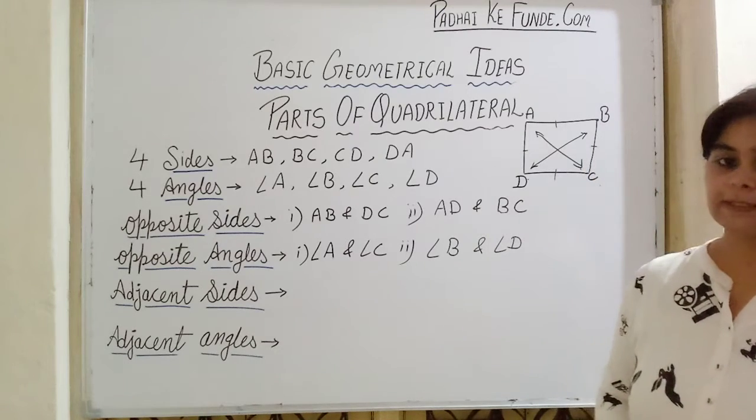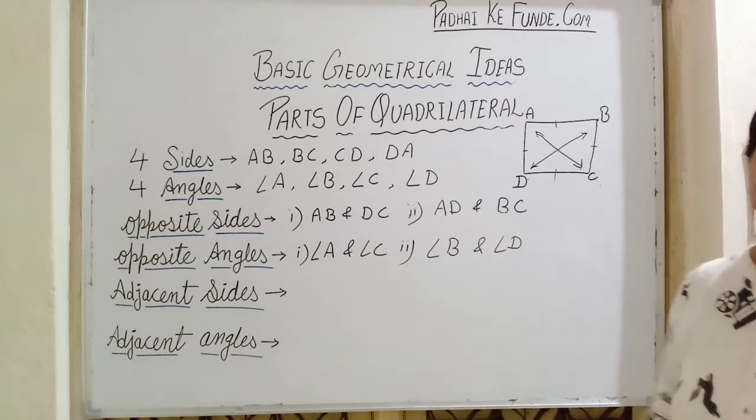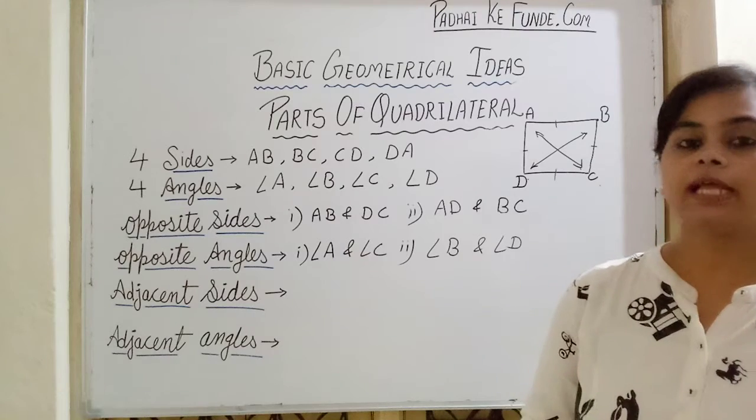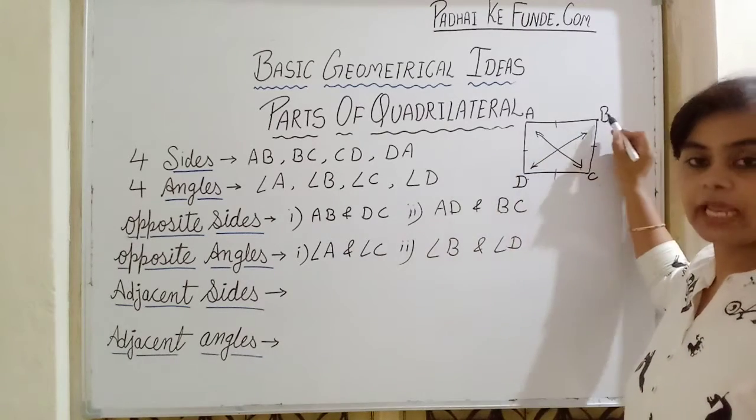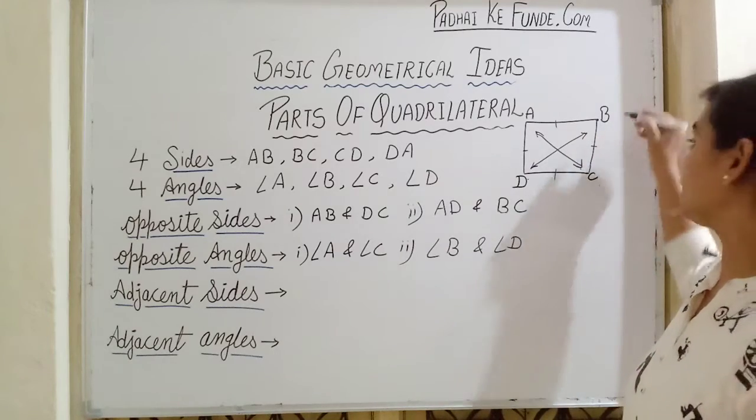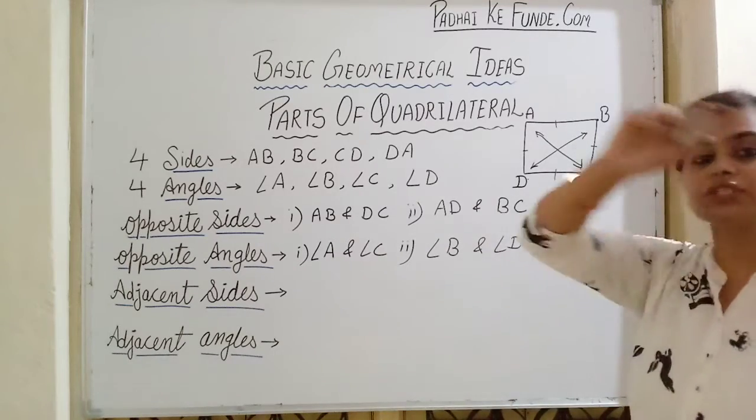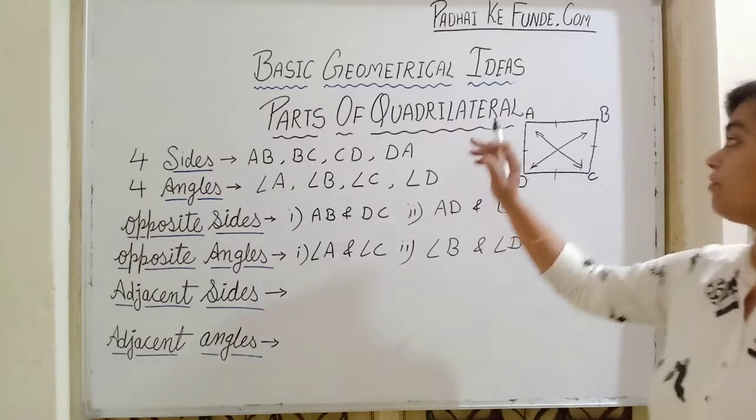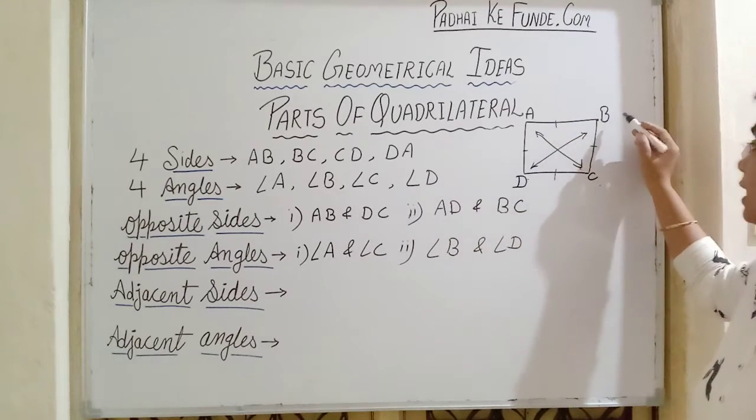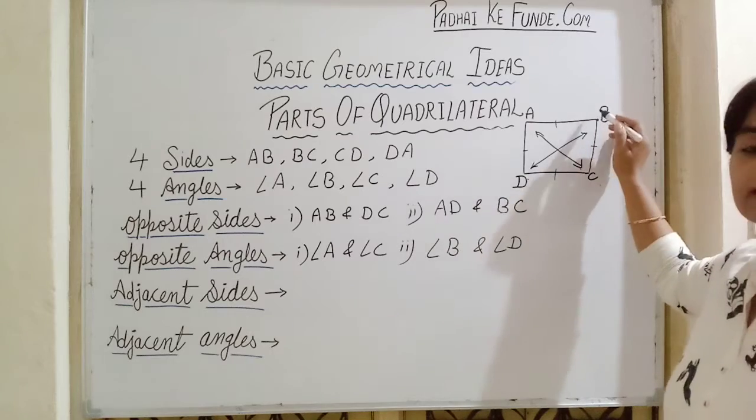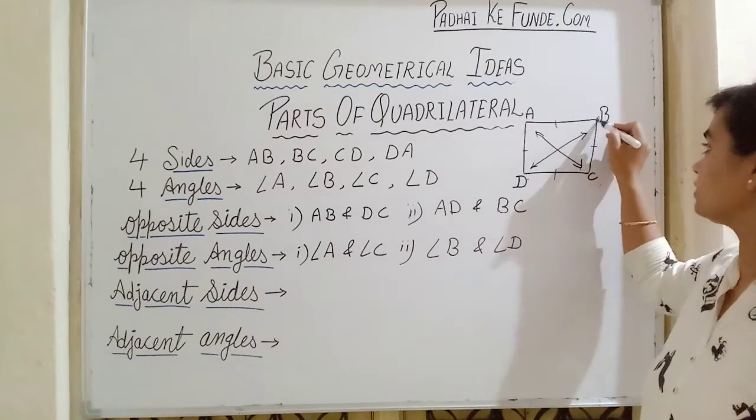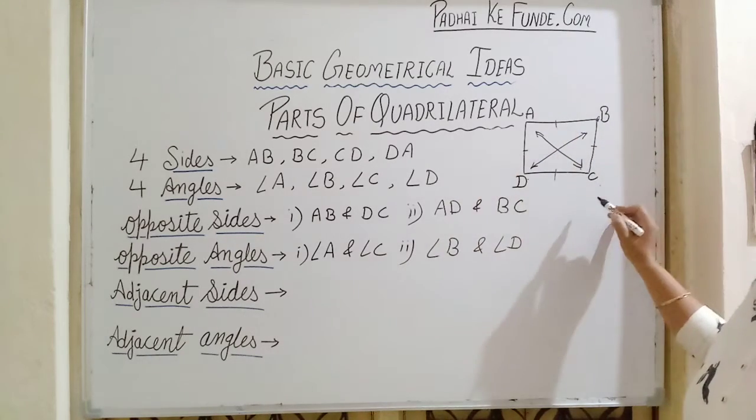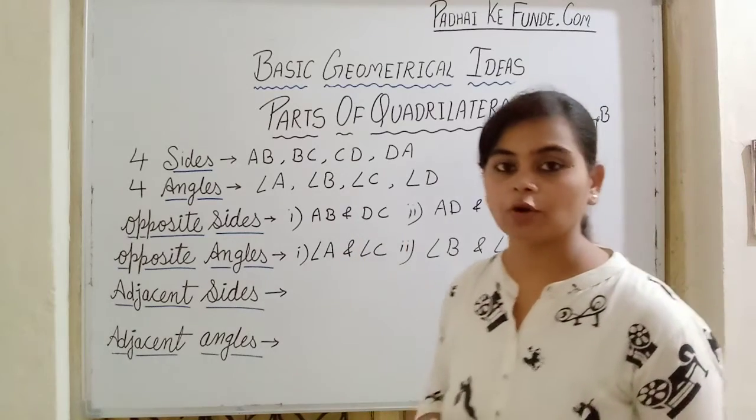Adjacent sides are the sides of a quadrilateral which should have a common point. Like if we talk about the side AB and just next to it we have side BC. That means continuous sides without leaving anything are adjacent sides. That is, if we see line AB, next to line AB is line BC. They are connected with point B. So they have the connectivity here. So the sides are adjacent sides. So side AB and BC are the first pair of adjacent sides.